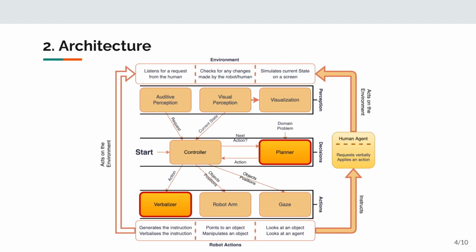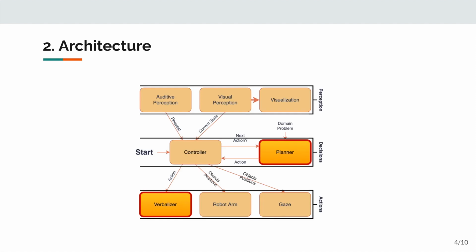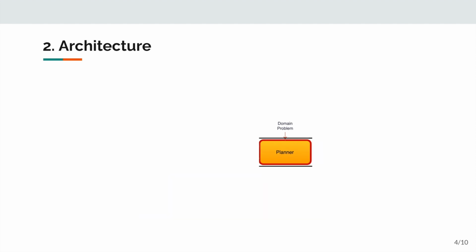Here's the architecture that we decided. First, we have the human agent, we also have the robot, and we have the shared task. Now, this task needs a plan in order to complete it. This plan is a sequence of actions, and it's provided by the planner.